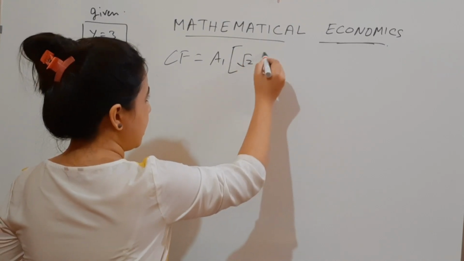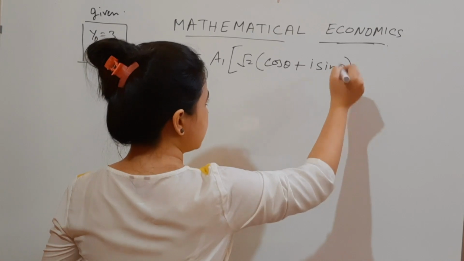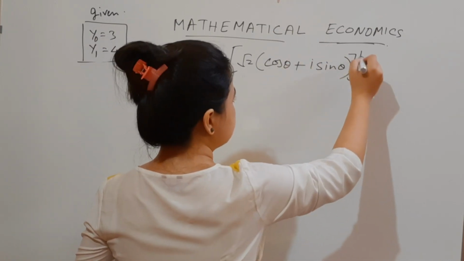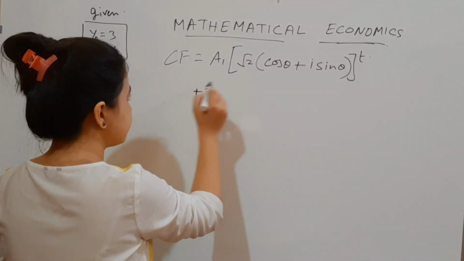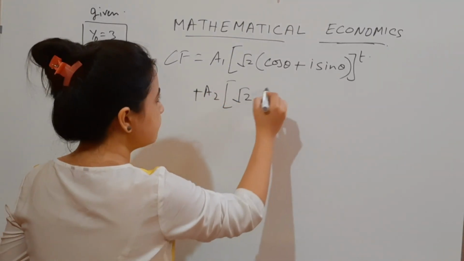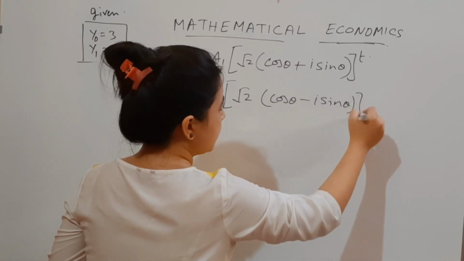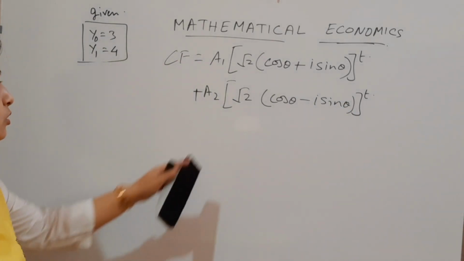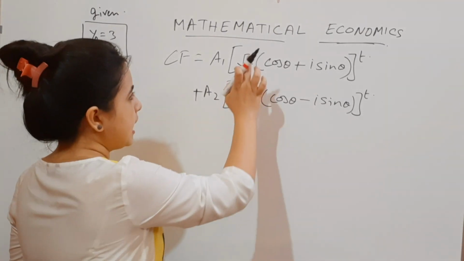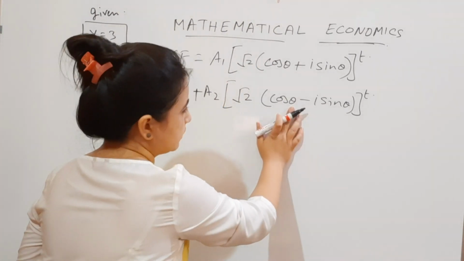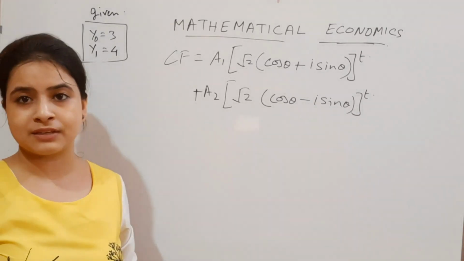The complementary function for a second order difference equation with imaginary roots looks something like this. A1 r, this multiplied by cos theta plus i sin theta, and this whole thing to the power t. This is one part, plus we have A2, and again we have r, and this is cos theta minus i sin theta, and this is whole to the power t. So this root 2 is the value of r, and we know the value of theta, right? We only have to find the value of A1 and A2.